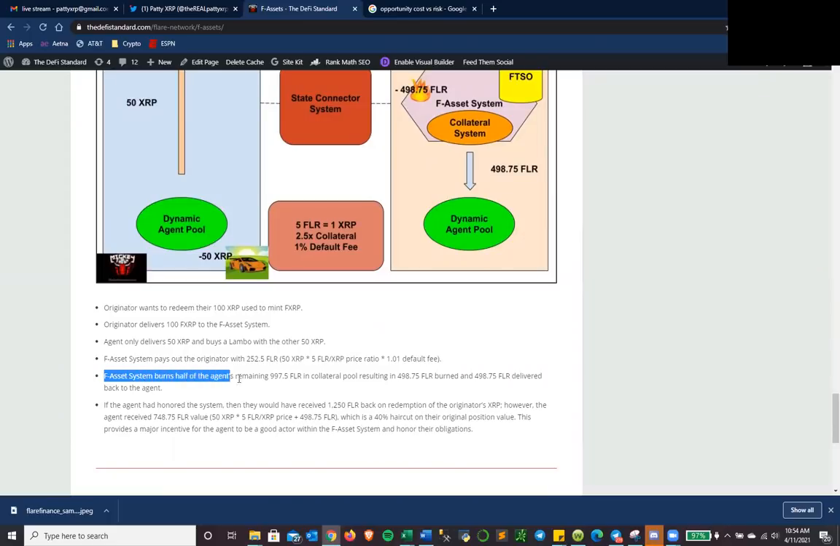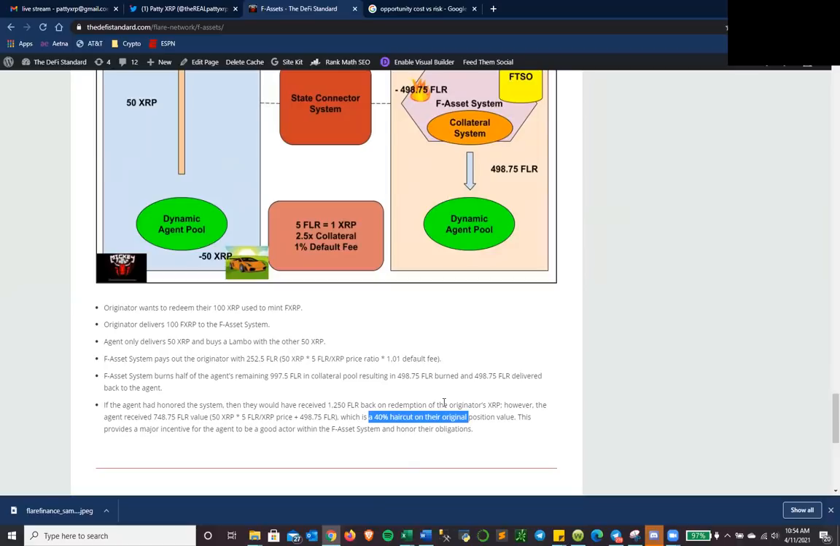The F asset system burns half of the agent's remaining 997.5 Spark in the collateral pool, resulting in that 498.75 Spark delivered to them. So they get this 40% haircut. They lost a ton of value here. 50 XRP plus almost 500 Spark is about 60% of the original value they had. So you can see how every incentive is there for the agents to honor redemptions.